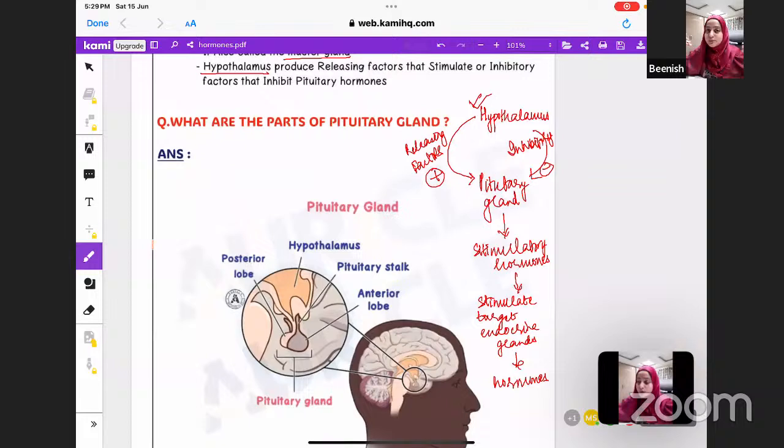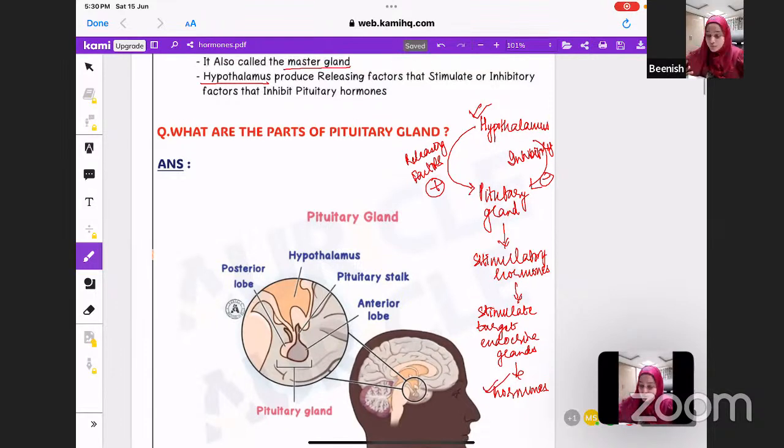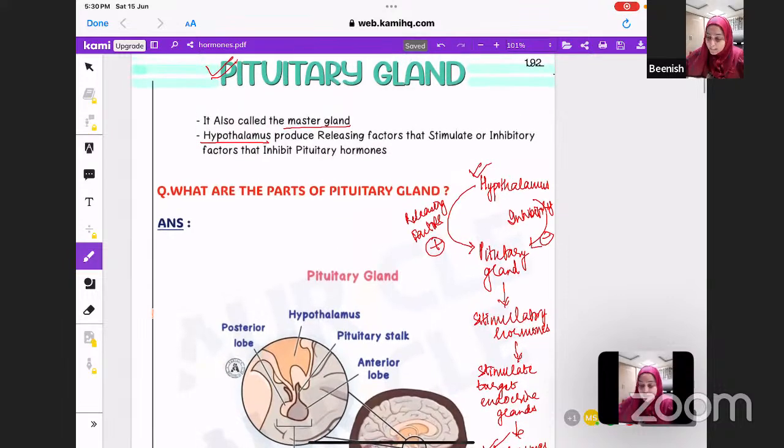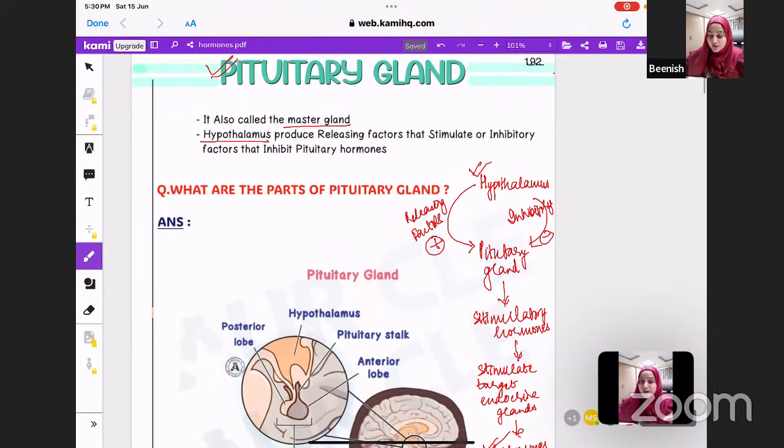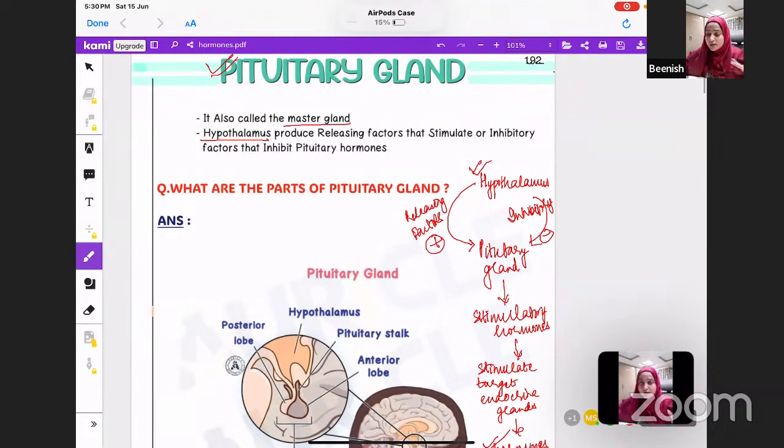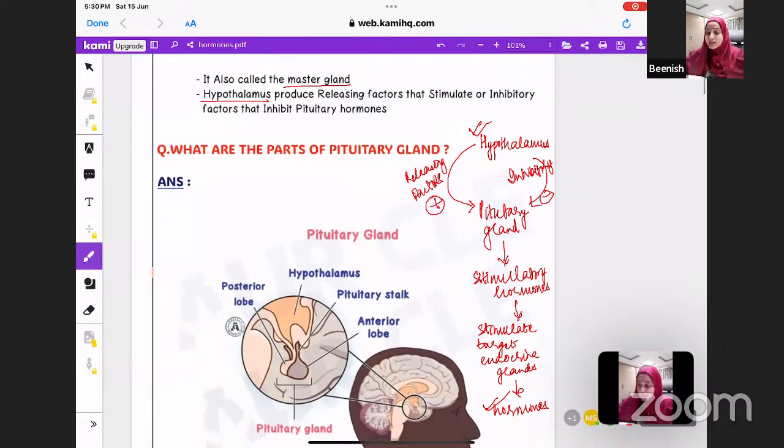So your hypothalamus is going to stimulate or inhibit the pituitary gland. Depending upon that, your pituitary gland is going to stimulate the various target endocrine glands, and then the endocrine glands are going to secrete their various specific hormones. So that was a little introduction to the pituitary gland. Where is the pituitary gland located and all? We'll be talking about that in anatomy, but a little introduction since I'm giving. So it is located in a cavity known as sella turcica in the sphenoid bone.